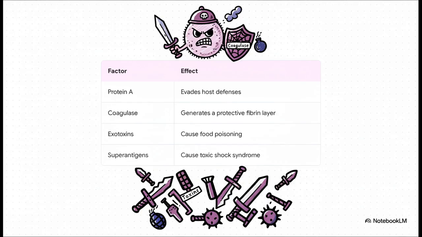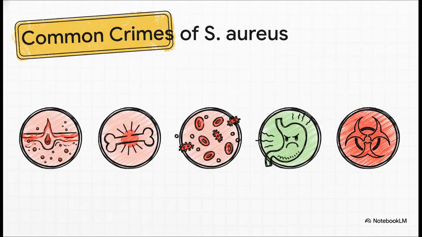This is. This table shows the arsenal of weapons S. aureus has at its disposal. We're talking toxins that can cause food poisoning, enzymes like coagulase that basically create a protective shield around itself, and all these other factors that help it dodge our immune system. This thing is truly armed to the teeth. And with an arsenal like that, it's no surprise that its rap sheet is long and pretty serious.